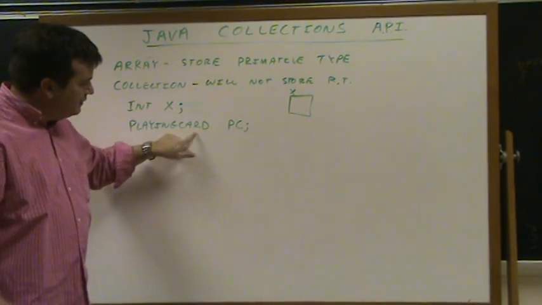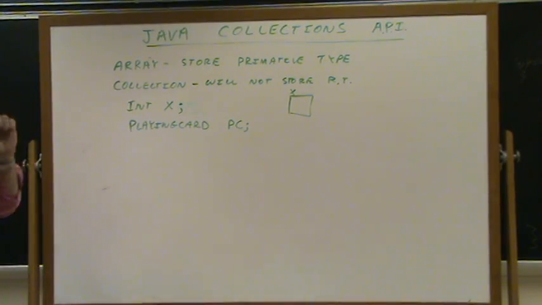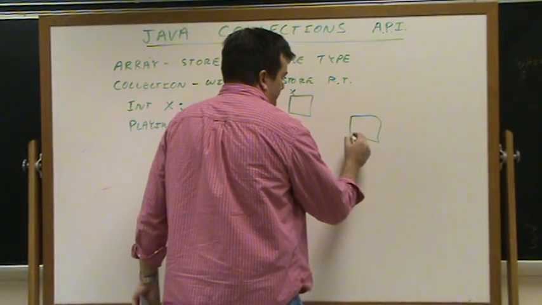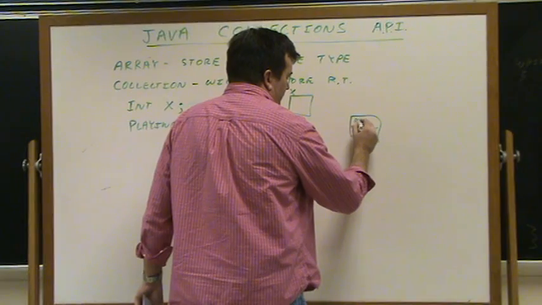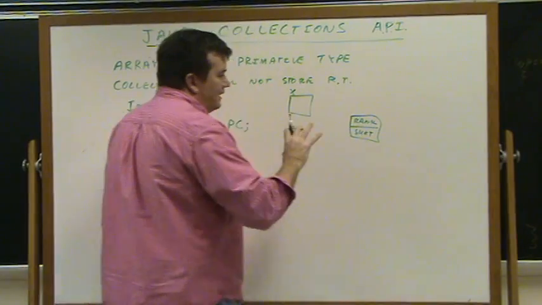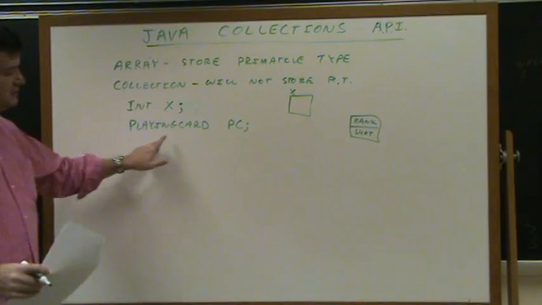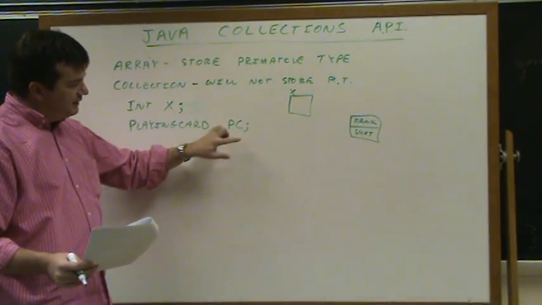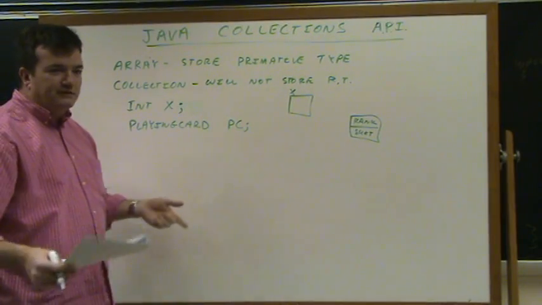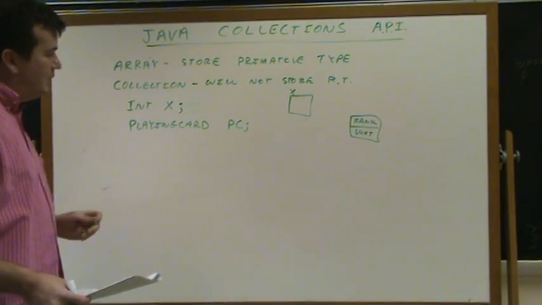If somebody says PlayingCard pc, and that's it, what did we create? Did we create a playing card? Did we create a piece of storage? And let's say the playing card has two fields, suit and rank. Did we actually get a chunk of storage for the card? Or what are we doing in Java? This is actually different between Java and a language like C or C++. When we declare something, do we get a piece of storage for it in Java? In Java, you don't.